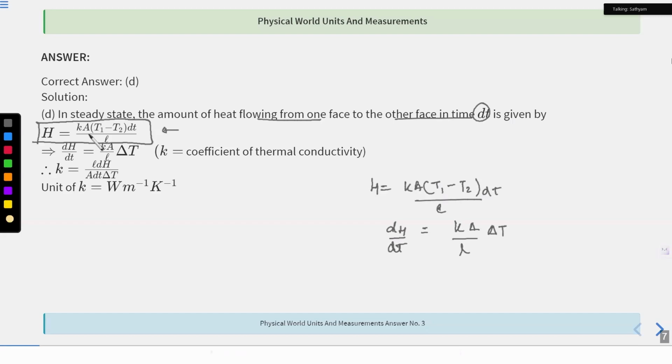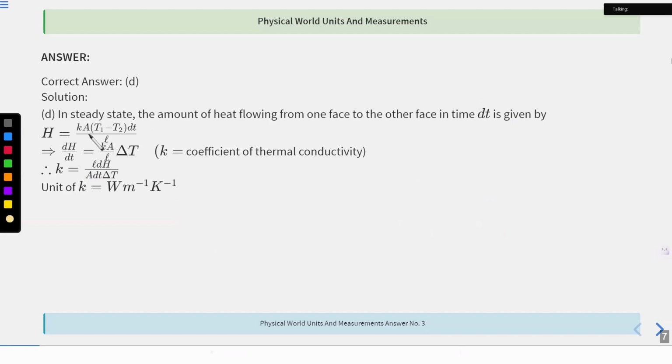Now what have they asked you? They have asked you thermal conductivity, which is K. For K, you have to rearrange. So K is on one side, and L dH divided by A dt delta T. This is what you now have to break down. When you break down, you will get the dimensional formula. They can even ask you what the dimensional formula is, and this is what the unit is. So please be sure of that.